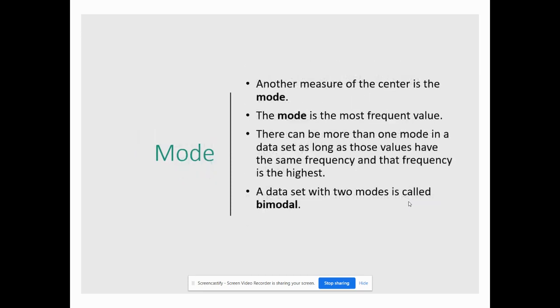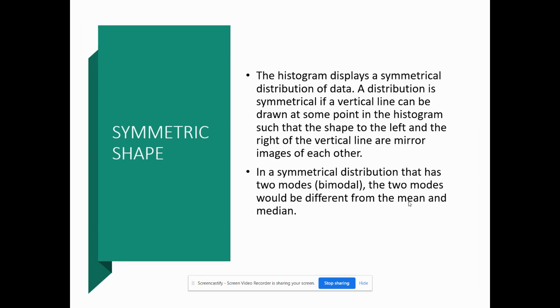All right, another measure of center is mode. The mode is the value that occurs most frequently. You can have a data set with no modes. You can have them with multiple modes. You can have them with 2 modes, which we call bimodal.